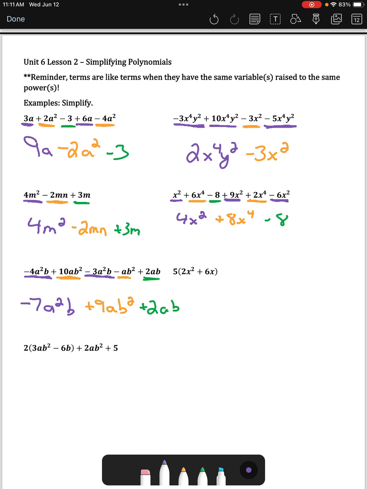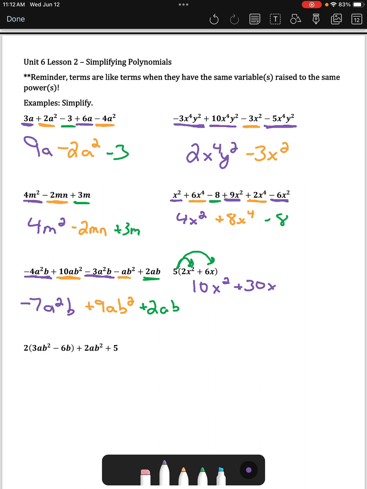Next problem is just an example to remind you about distribution. We have done distribution at various times throughout the year, but it's been a little while. Last time you saw something like distribution was when we were solving equations with fractions and we were just eliminating the fractions out of them. So let's just remember, in order to distribute, we have to multiply the outside term to both of the inside terms, or all of the inside terms if there's more than two of them. 5 times 2x squared is 10x squareds, plus 5 times 6 is 30x.